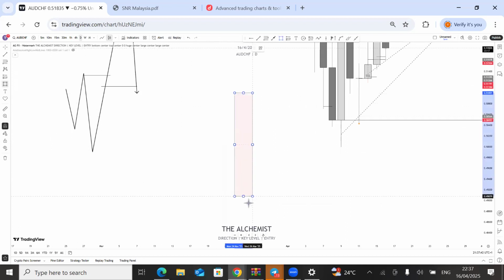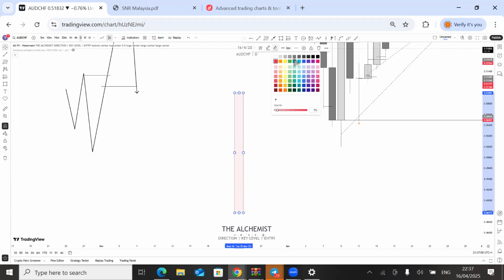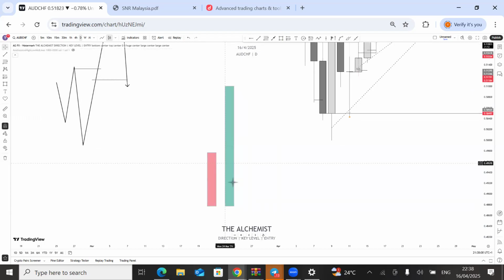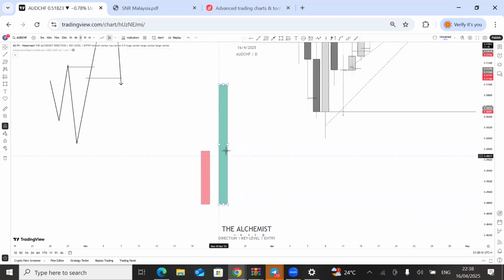All right, so now it's supposed to be green. Let's say this is green, and I have this as red. All right, so this is an example of an engulfing candle.